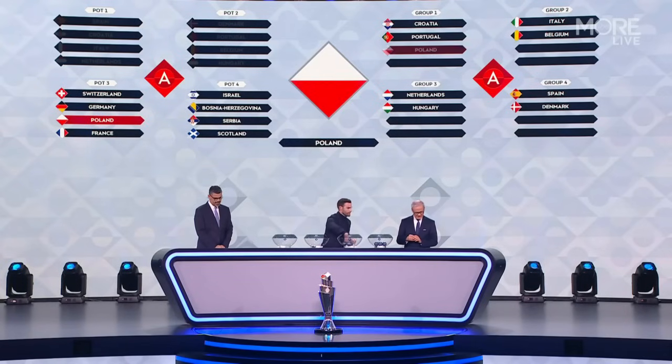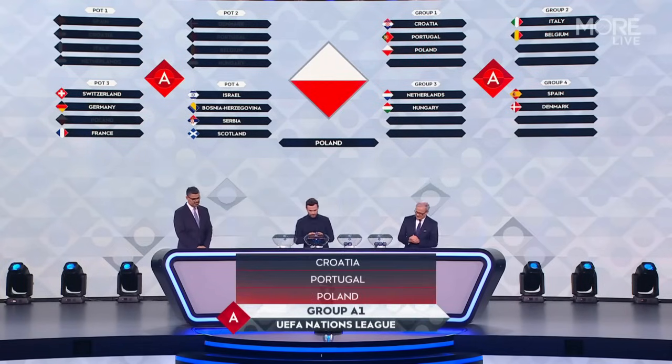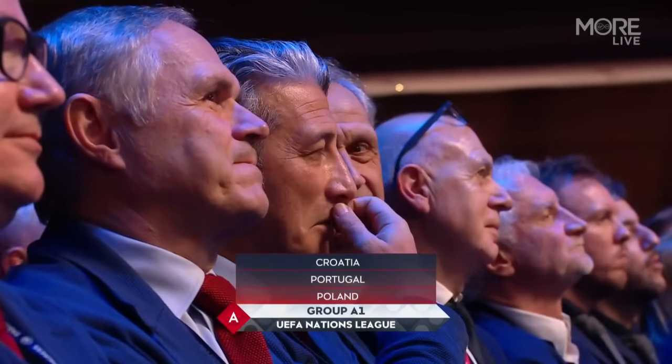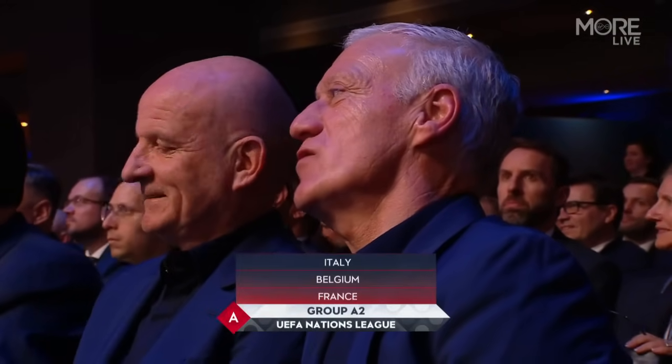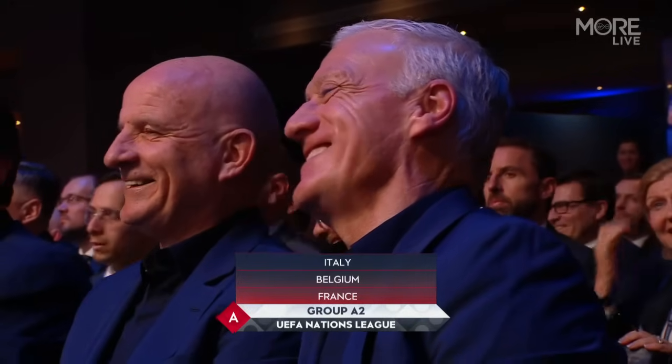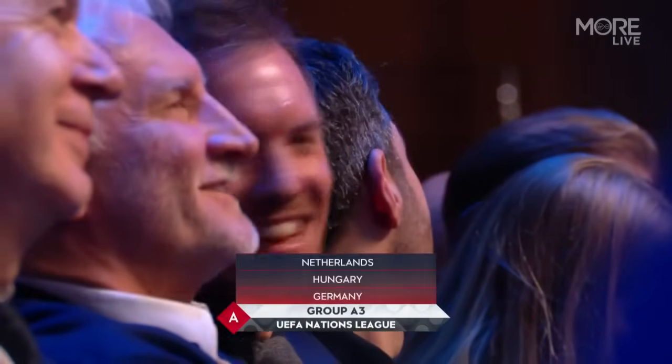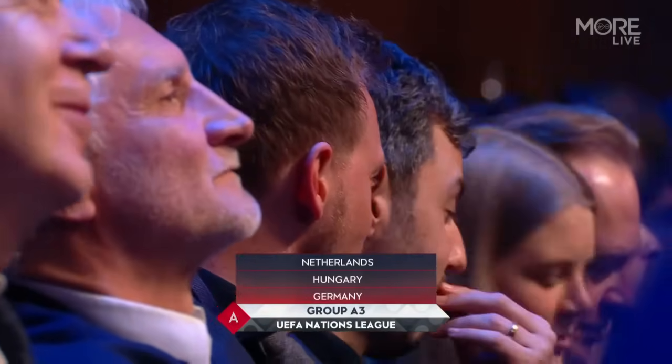Poland. Poland is joining Croatia and Portugal in Group A1. They finished third in their group in the 3 previous editions, Poland. France. France with Italy and with Belgium, this group promises fireworks already now. Winners of 21, France. Germany. And Germany will find the Netherlands and Hungary in Group A3. Germany lost only 2 of their last 13 matches in the UEFA Nations League.